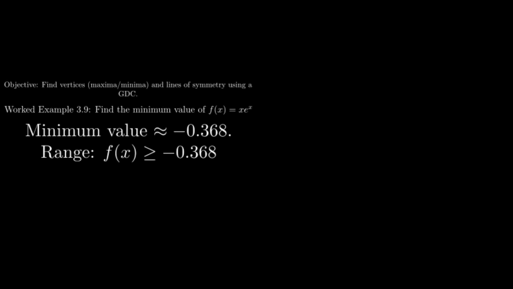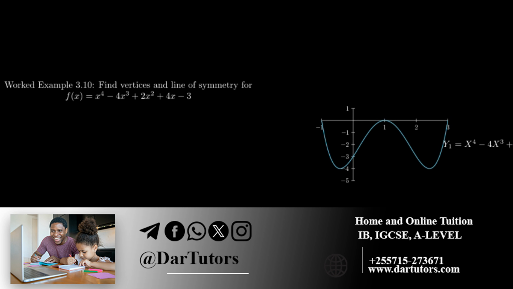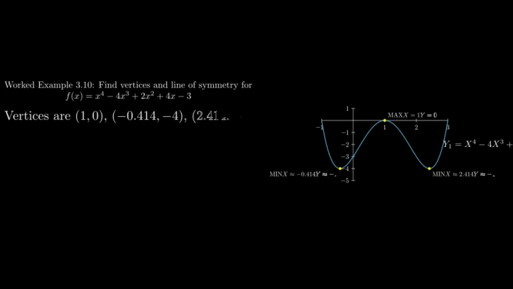Now let's look at a more complex function with multiple vertices and symmetry. Consider the quartic function f(x) equals x to the fourth minus 4x cubed plus 2x squared plus 4x minus 3. We need to find all its vertices and its line of symmetry. Again, we start by graphing this on our GDC. The graph has a distinctive W shape, which suggests there are 3 vertices, 2 local minima and 1 local maximum. We can use the minimum and maximum functions on our calculator to find each of these vertices. By repeatedly using the minimum and maximum commands, we can find the coordinates of the 3 vertices.